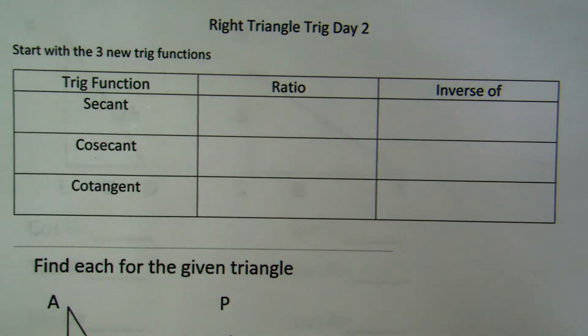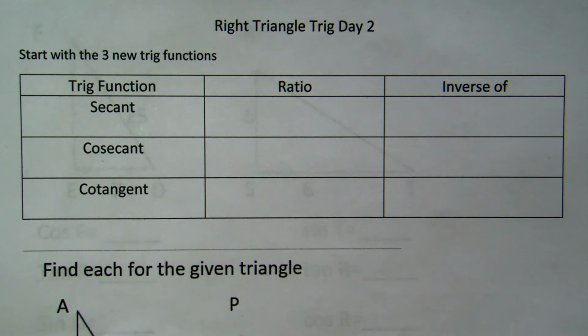Alright, so today we're going to do right triangle trig day 2. We're going to be talking about further trig functions: secant, cosecant, cotangent. We're going to deal with ratios and inverses right now.